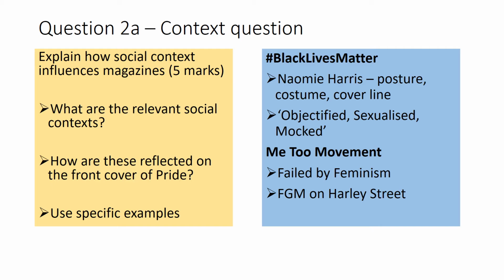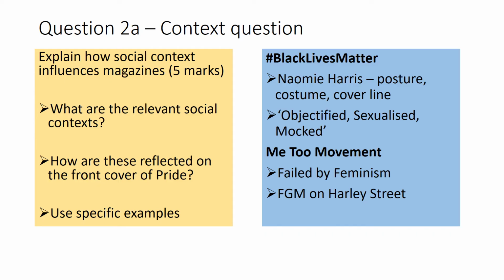Question 2A is a shorter question, it's a 5 marker and it's a context question. So what this is asking you to do is to consider the context in which the product you're looking at was produced. What was society like? The roles of men and women, the treatment of ethnicities in that particular context.